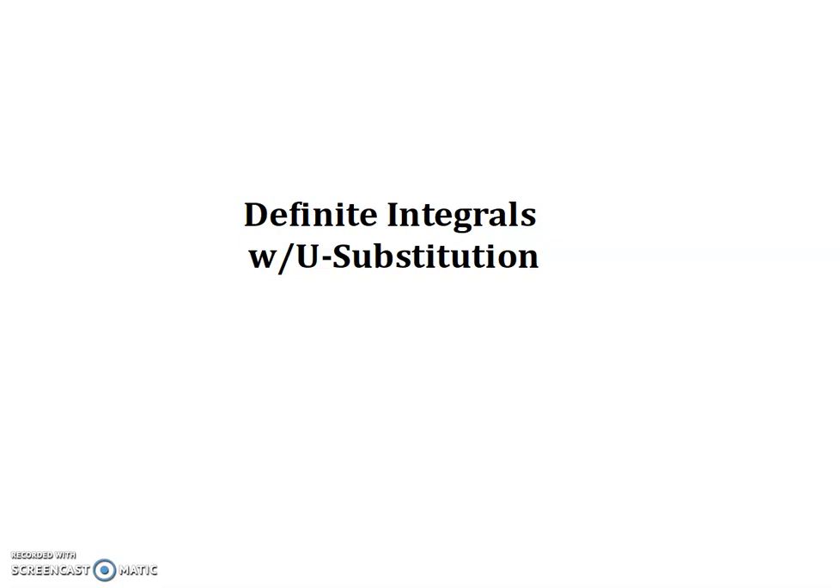Today we're going to look at definite integrals with u substitution. So we're going to go through the u substitution process. And then with definite integrals, that's the one where there is a number on the top and the bottom. So we're going to go through the u substitution problem, then we're going to plug in the top number, plug in the bottom number, and subtract those two values, just like we did before with definite integrals.